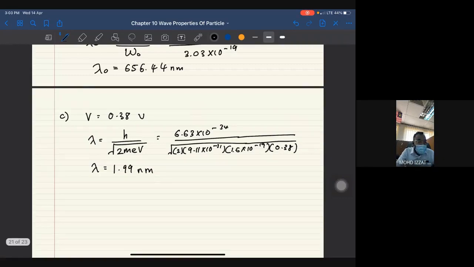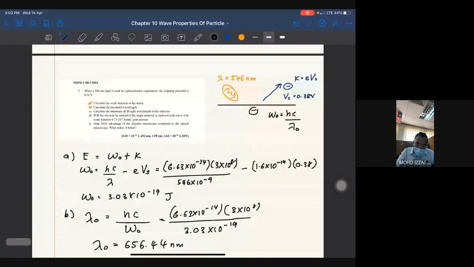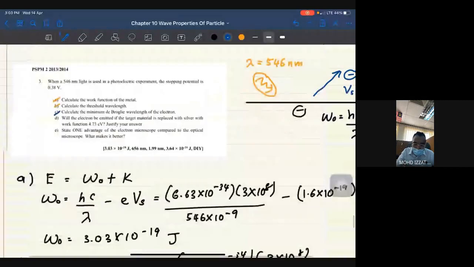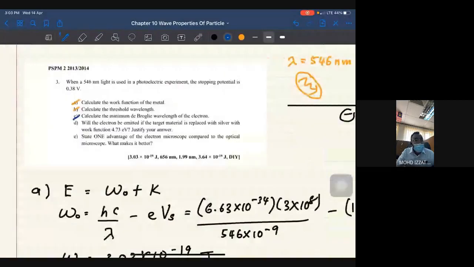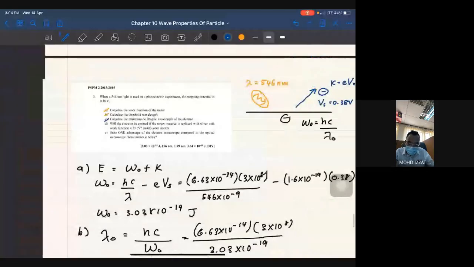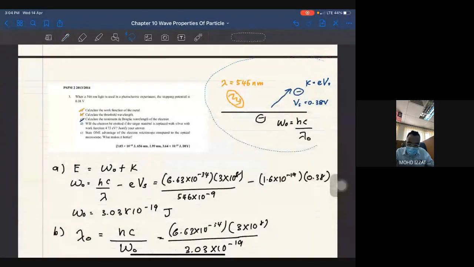two more questions. Question D. So C here is chapter 10. A and B is chapter 9. So D. Will the electron be emitted if the target material is replaced with a silver with a work function of 4.73? Okay, dia tanya sekarang ni, what will happen if you replace the metal over here?